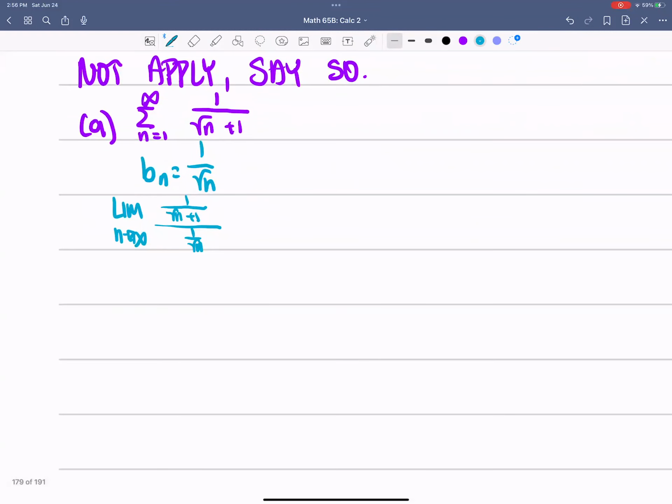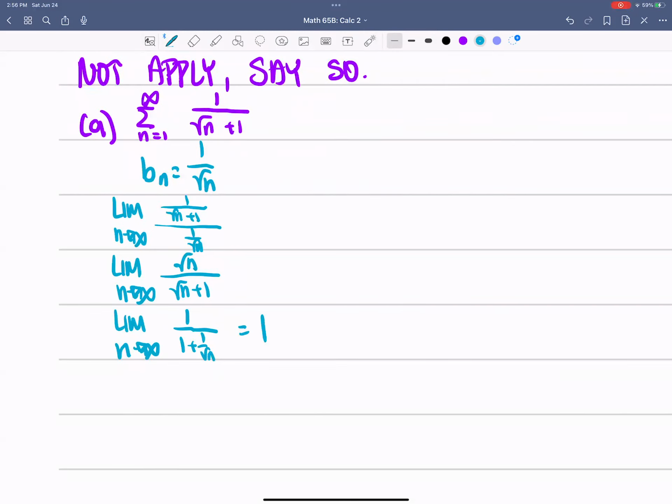So looking at those two, let's multiply both top and bottom by the square root of n. We end up with the limit as n approaches infinity of the square root of n over the square root of n plus 1. And we could divide both top and bottom by the square root of n. As n approaches infinity, we get 1 over 1 plus 1 over root n. That part goes to 0, and we end up with 1 over 1.